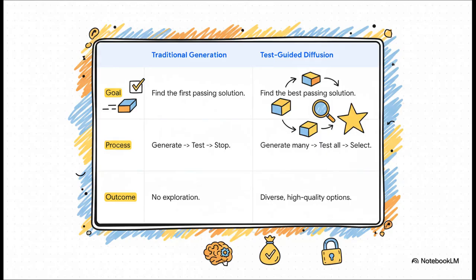And this comparison just makes it so clear. Traditional AI generation, it's a straight line. Generate something, test it, and the moment it works, you stop. You're done. This test-guided approach is all about exploring. Generate a whole bunch of options, test all of them, and then you get to pick the absolute best one from a pool of already correct answers.